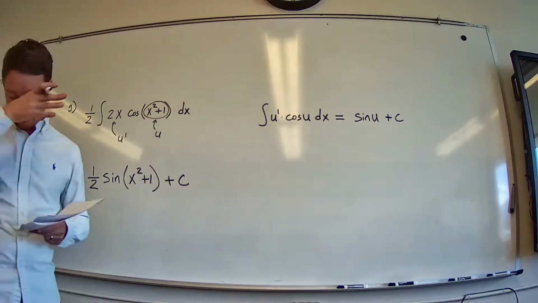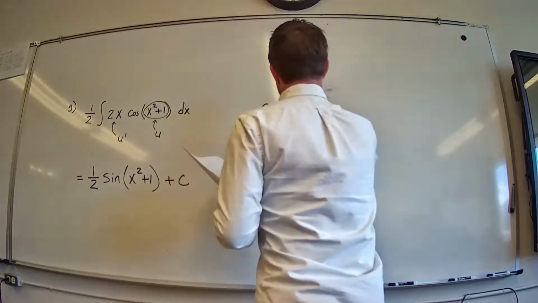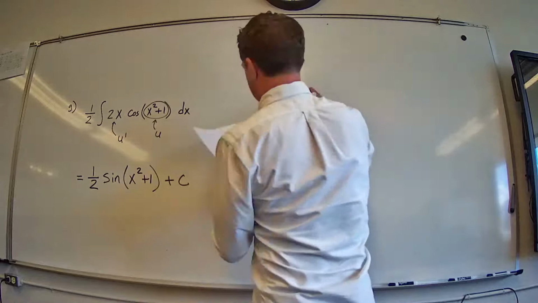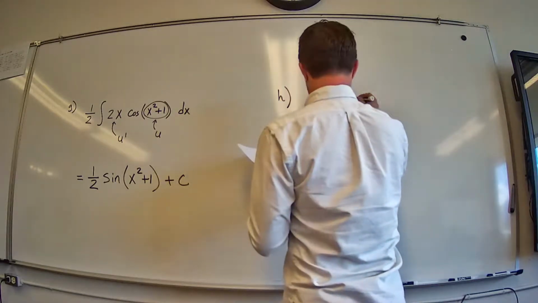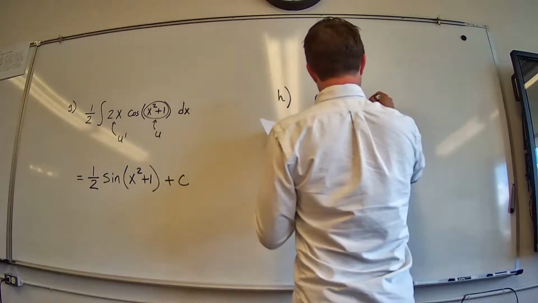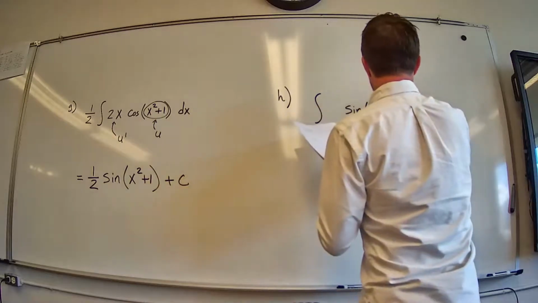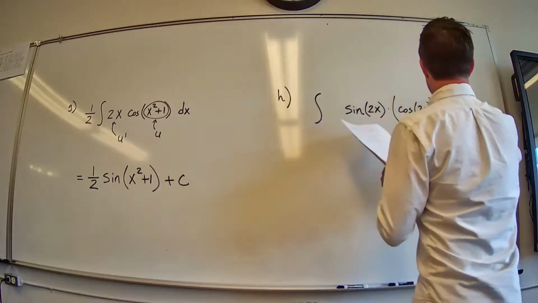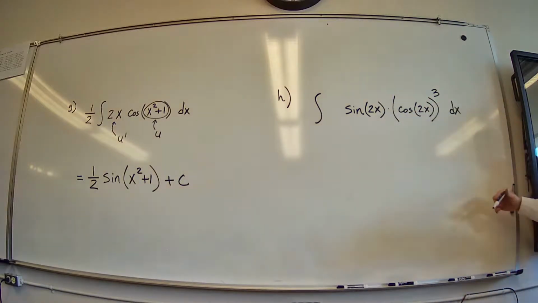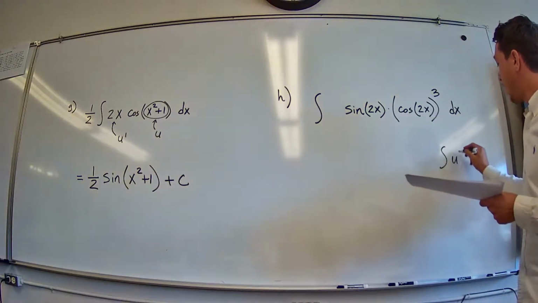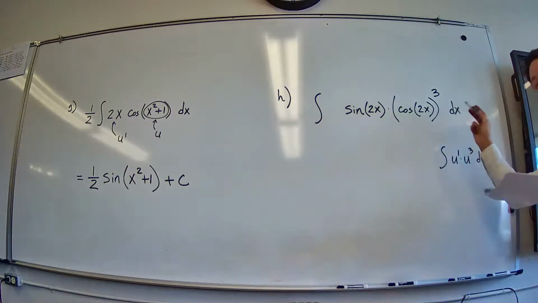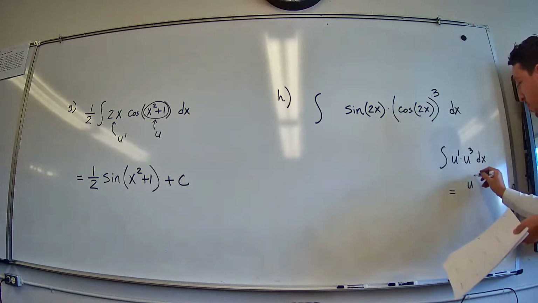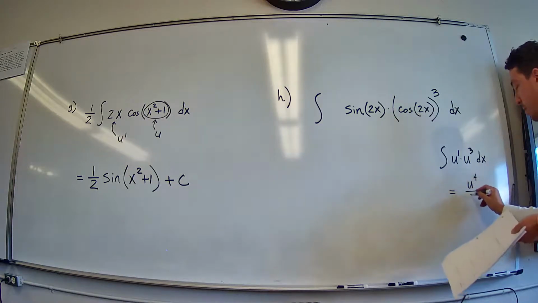H is a little bit more complicated. Are there any questions before we move on? For H, same question. Where is u? It's not the 2x. That's the cosine. And the hint is that 3. That exponent is a big hint that this is of that form. It's somehow going to be a u prime times u to the 3rd. It's almost there. And what's the integral of u prime times u to the 3rd? u to the 4th over 4.